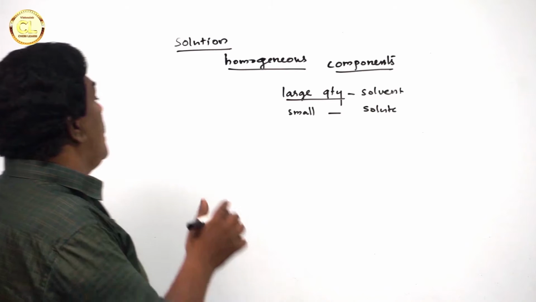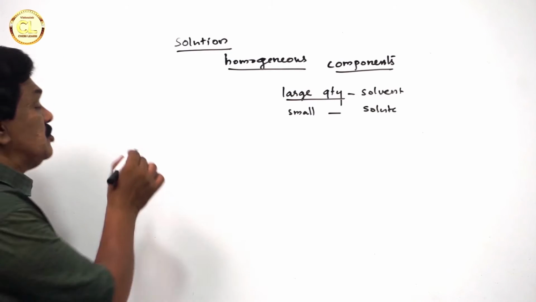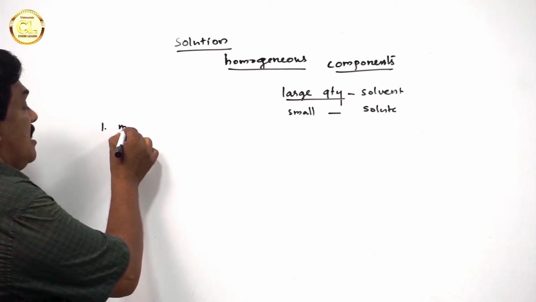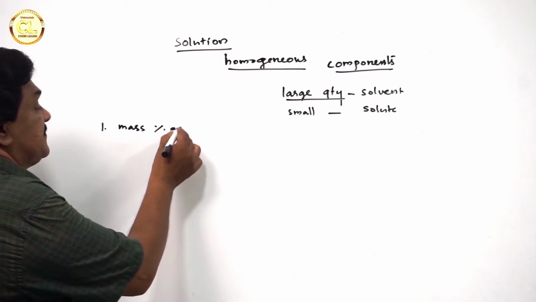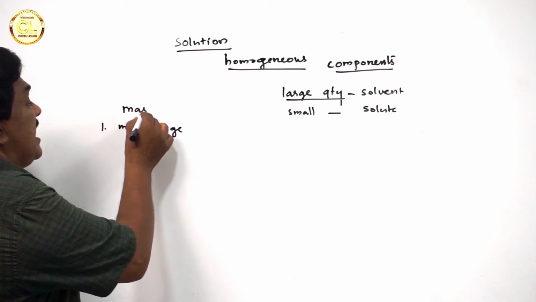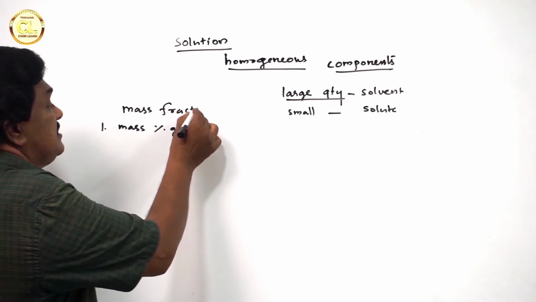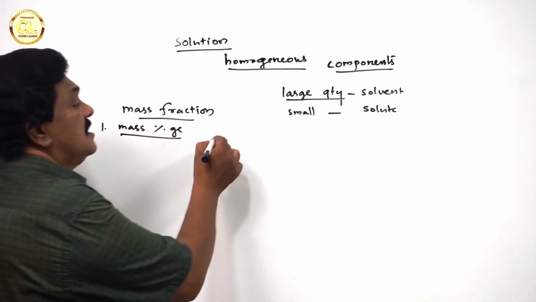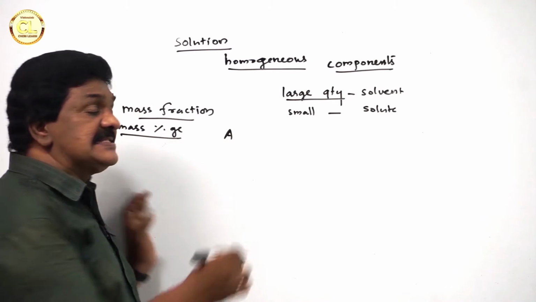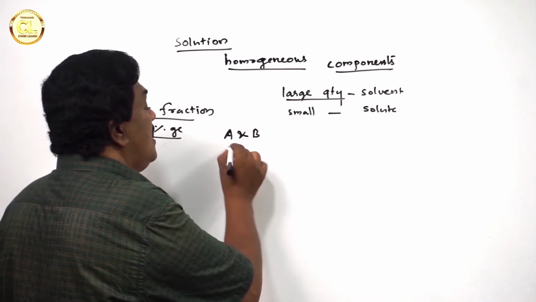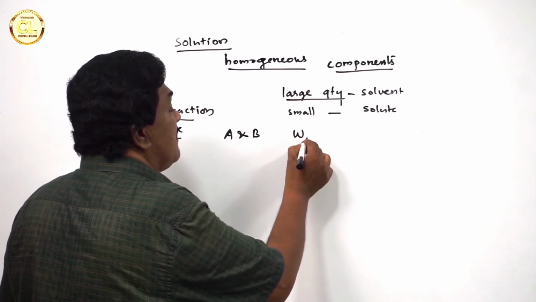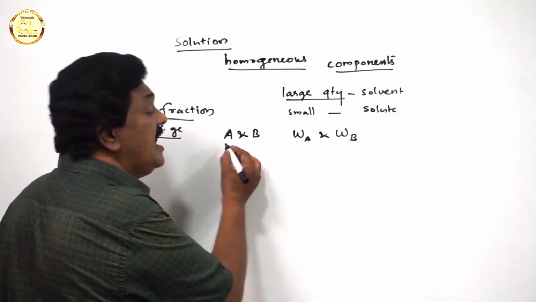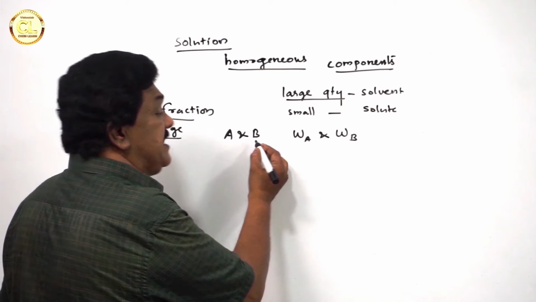Now, the first term used to express the concentration of a solution is mass percentage. Mass fraction and mass percentage. Now, what is mass fraction? Consider a solution containing two components, A and B. Let their masses be WA and WB. WA is the mass of A, WB is the mass of component B.